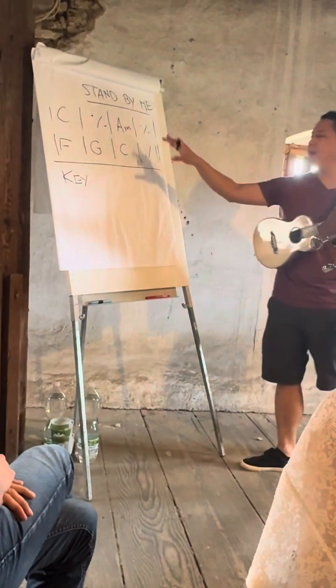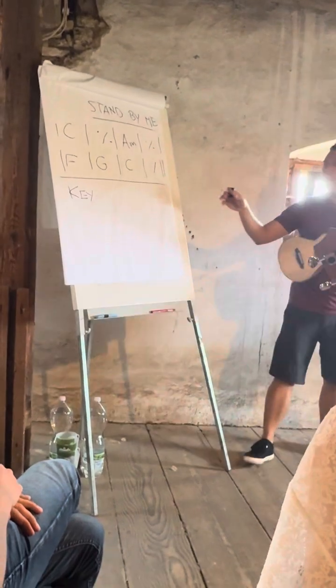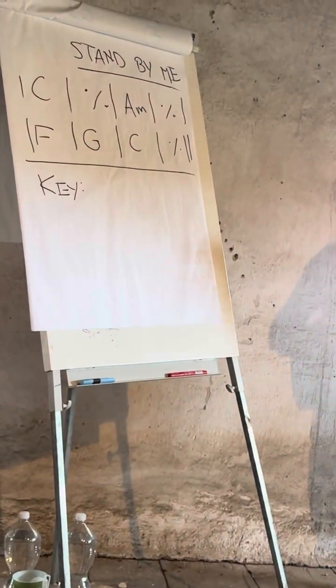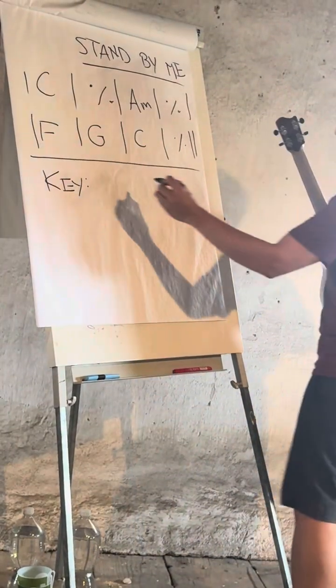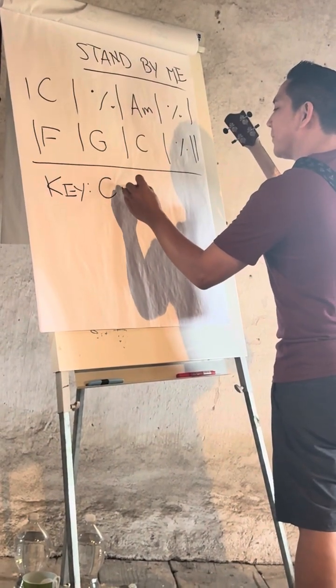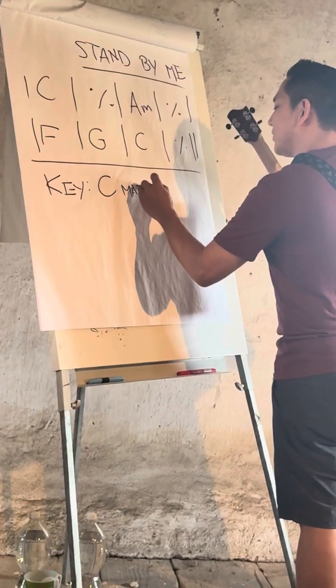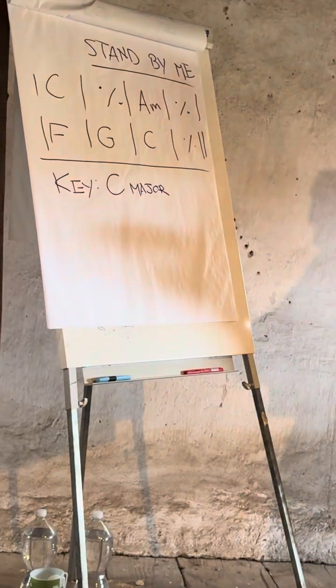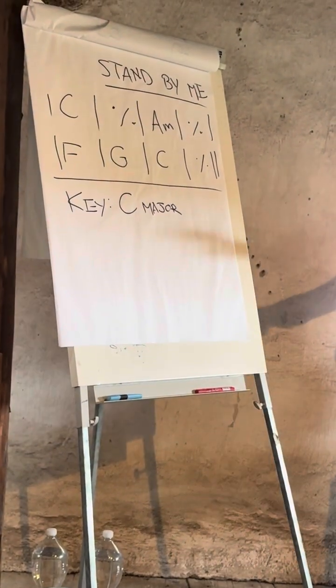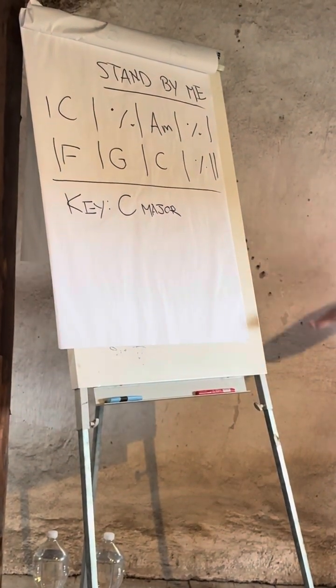Just by playing these chords, what key are we in? C. Yeah, major. C major. Okay, and let's get more specific. We want to know that we're in C major and not in C minor. Great. Okay. So C major. The next step, and by the way, you could do this for any song, but you have to go through these steps.